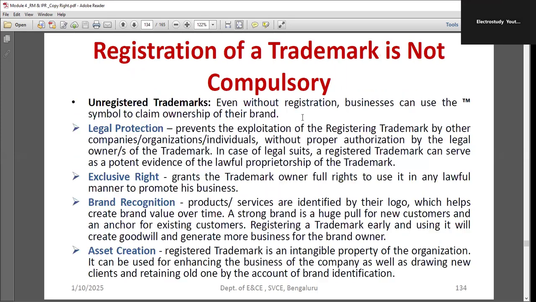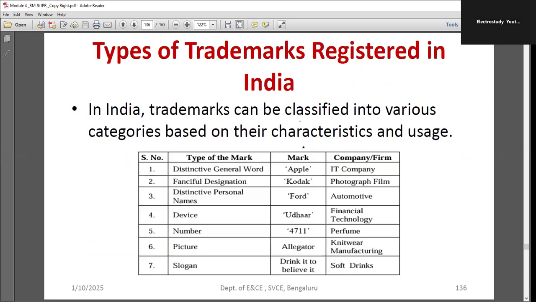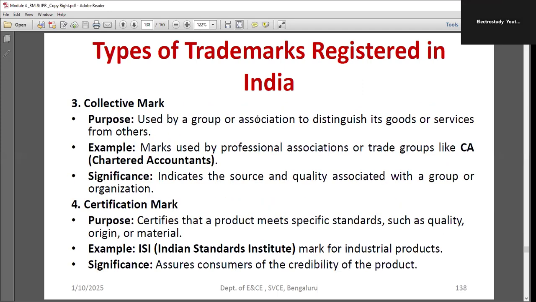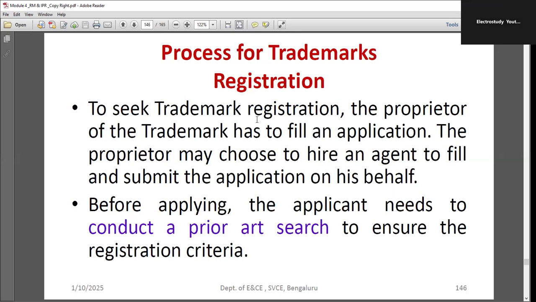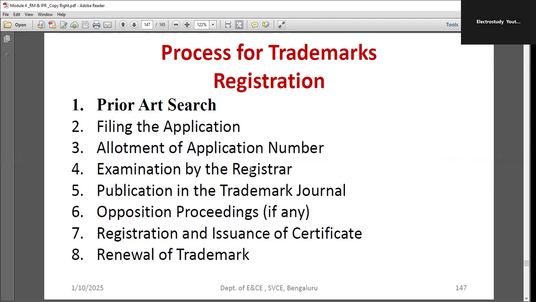Trademark registration is not mandatory. However, we'll explain the different processes of trademark registration. What are the major steps involved? Preliminarily, you have to conduct the prior art search, to check whether your brand, logo, or symbol is already existing. You can visit the website of WIPO, you can check it up.